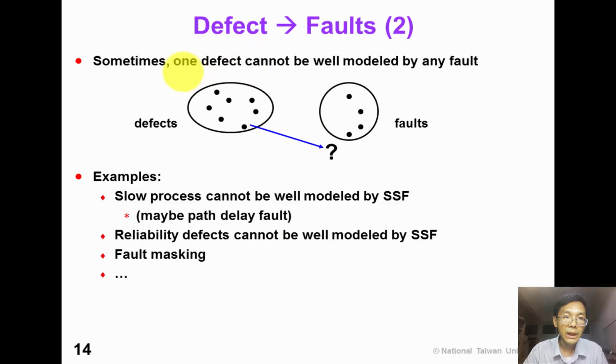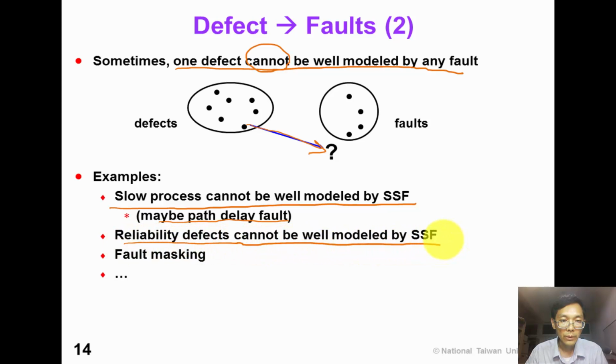On the contrary, sometimes one defect cannot be well modeled by any fault. For example, slow process cannot be well modeled by single stuck at fault. Maybe we can model it as path delay fault, but it is out of the scope of single stuck at fault. A second example, reliability defect cannot be well modeled by single stuck at fault. We also talked about fault masking of multiple stuck at fault, which cannot be modeled by single stuck at fault. There are many other cases where defect cannot be modeled by any fault.